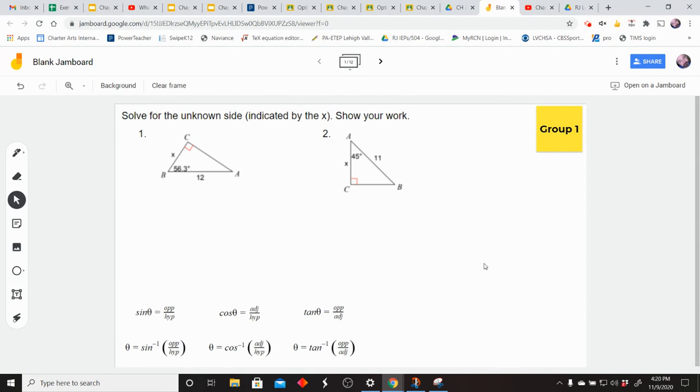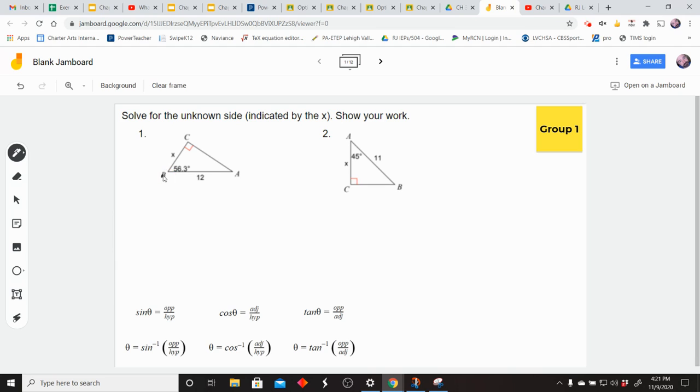I'm going to show you how to do some trig problems and some inverse trig problems. So here we are on homework 5. I'm sorry, chapter 5, homework 1, problems 1 and 2. So what are we looking for here? Solve for the unknown side indicated by the x.